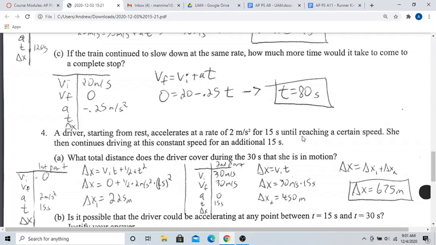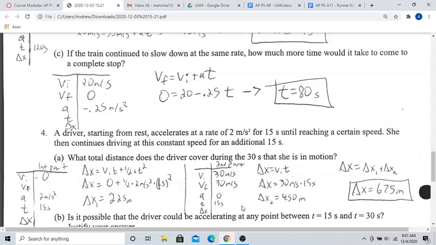It goes for 15 seconds. So that means every second the driver gains 2 meters per second of velocity. Because of that, after 15 seconds, the driver is moving at 30 meters per second. All right. Now for the second part, the new chart we have to draw.